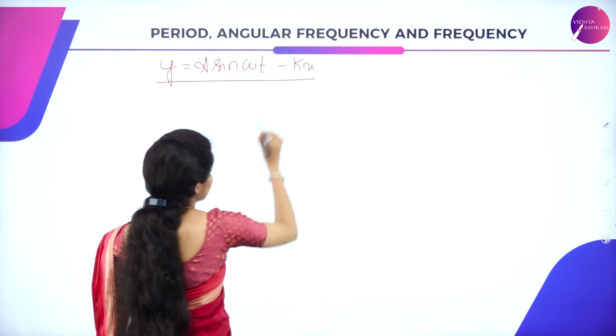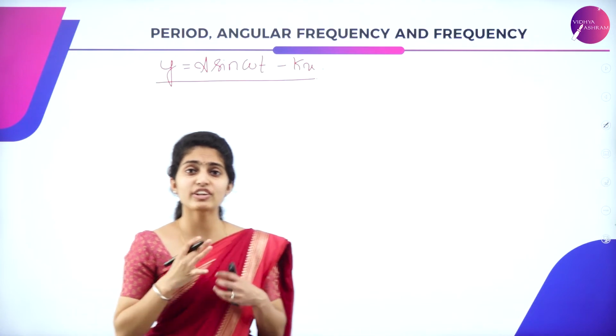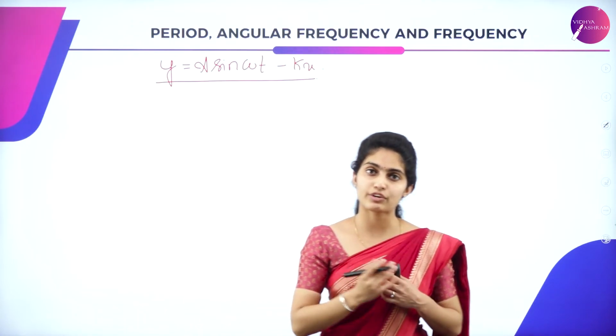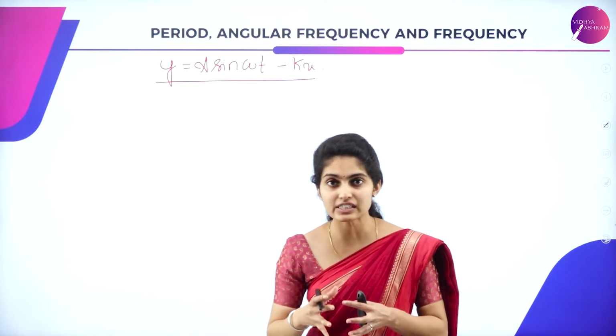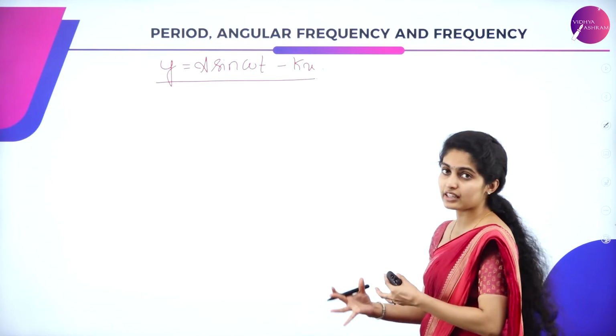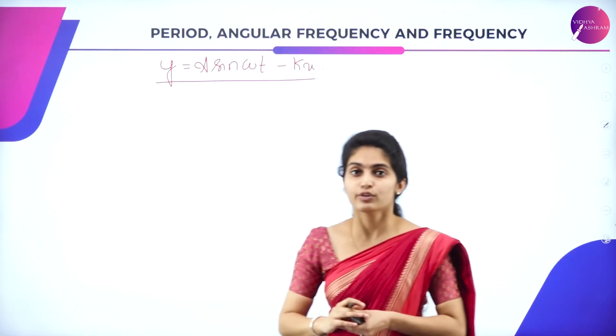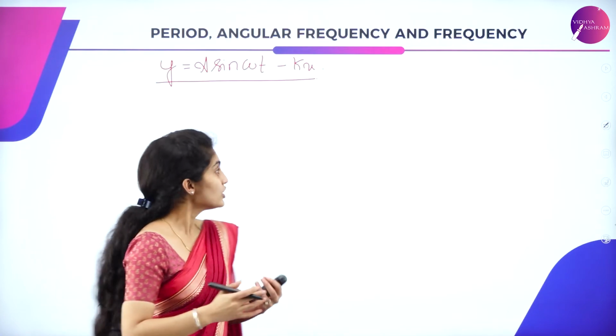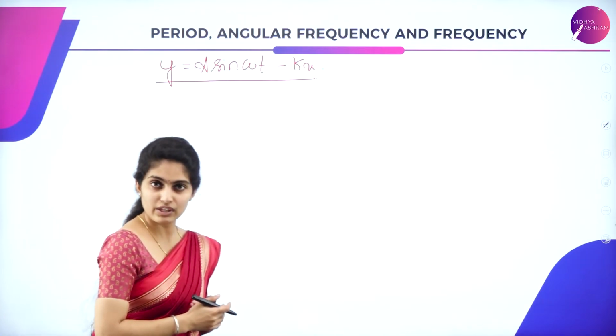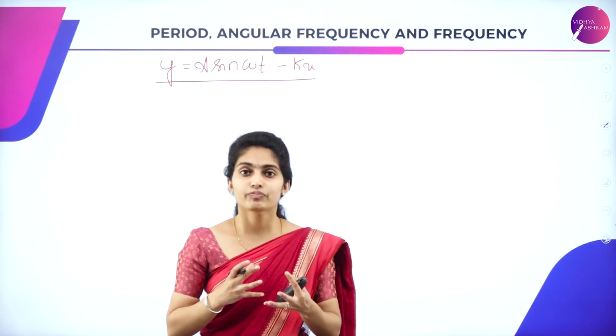So this is the equation of a progressive wave, and we know how the progressive wave is represented. Here we study the period, angular frequency as well as the frequency, and their relations. So here we have the progressive wave equation. How can you go with it?